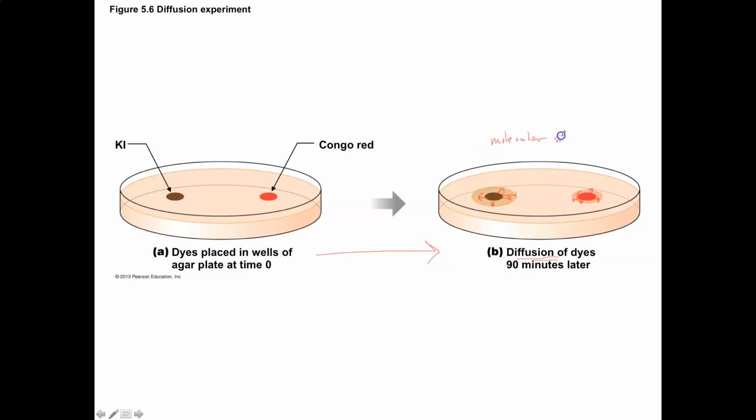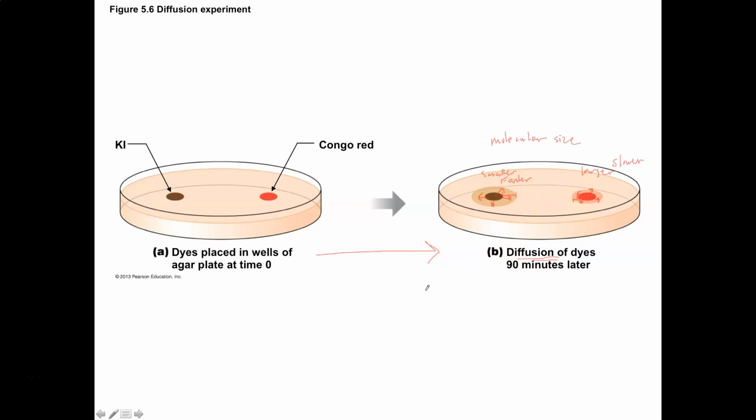The Congo red is larger, okay? So this is the larger dye, and so therefore it moves slower. Larger molecules or larger ions are going to move slower than smaller molecules, or if you're comparing to ions, smaller ions. So the potassium iodide must have a smaller molecular weight than the larger Congo red, and so it's moving faster. And so the diffusion is faster. So the molecular size mattered in this particular experiment.